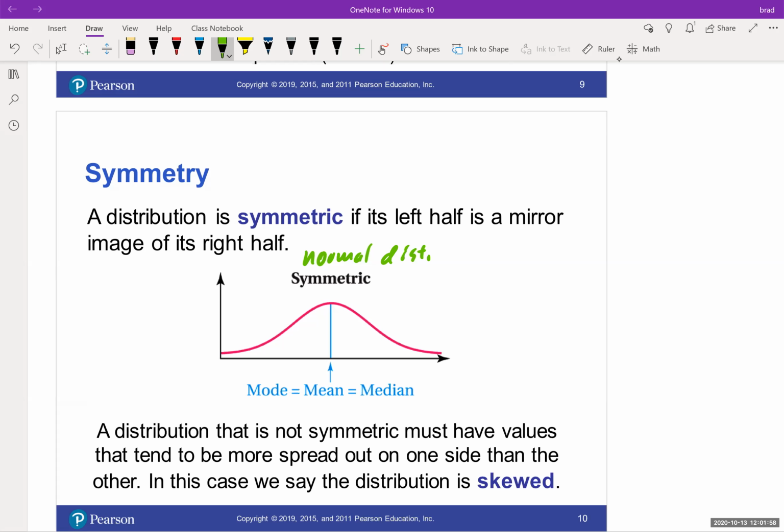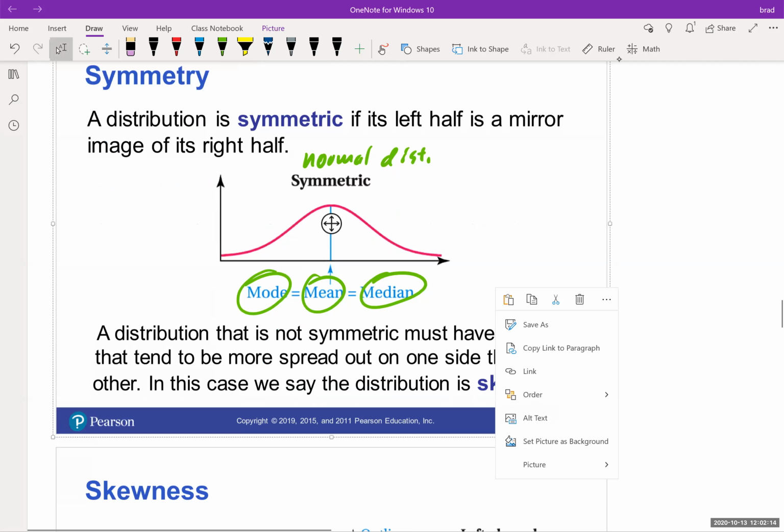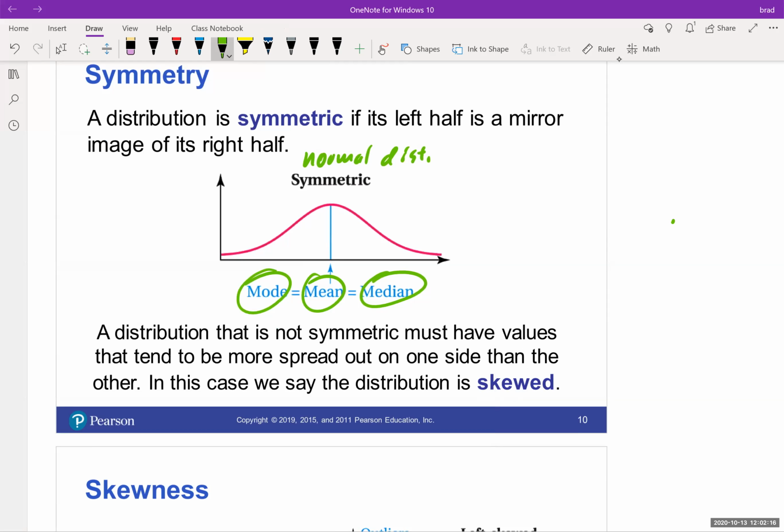Now, when you have this nice perfect distribution, it turns out that the mode, the mean, and the median actually turn out to all be the same value if you have this perfect symmetry. So the mean, median, and mode, if somebody asked you, would all be the same number, okay? A distribution that is not symmetric must have values that tend to be more spread out to one side than the other.